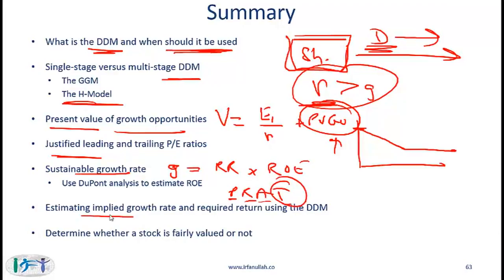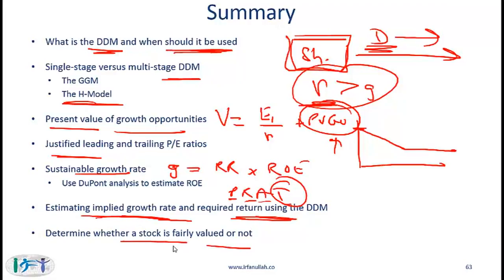Estimating implied growth rate and required return using the DDM: all we are saying here is that if you want to compute the implied growth rate, you use, let's say, the Gordon growth model or whatever model, plug in all numbers except g and compute the implied value of g. Similarly, if you want to compute the implied rate of return, plug in all numbers including the market price and figure out what required return is implied by the market price and other variables related to the firm.